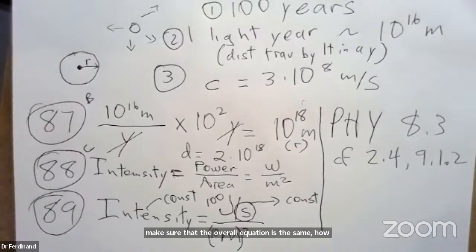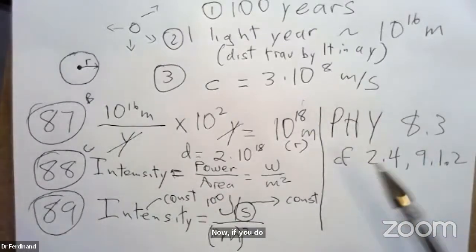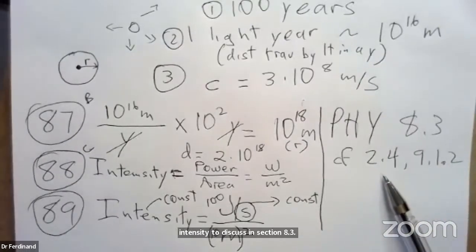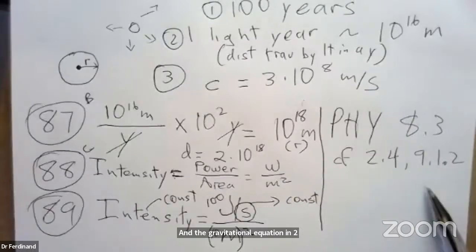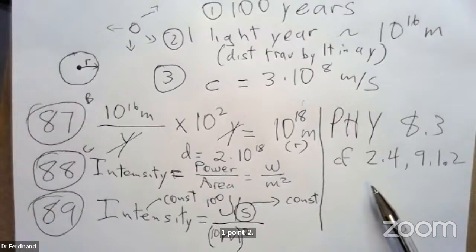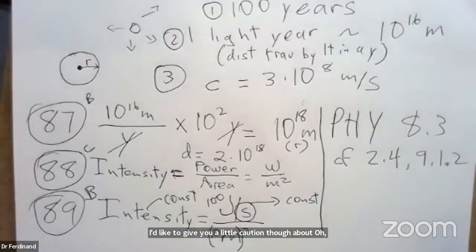Now, if you do happen to have the Master Series book, this intensity is discussed in section 8.3, the gravitational equation in 2.4, and Coulomb's law in 9.1.2. I'd like to give you a little caution, though: indeed, 89 is going to be B. So it's going to be 10 times as far.